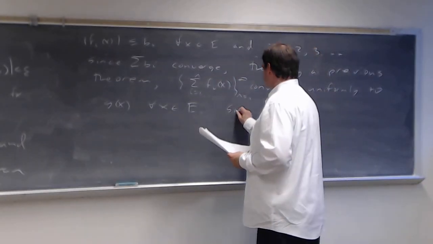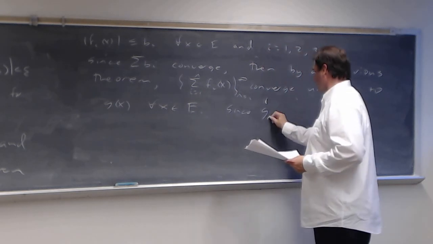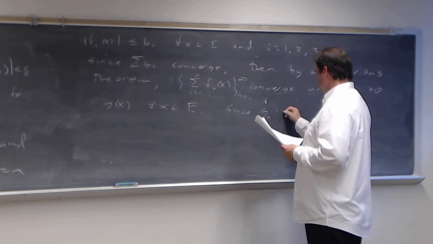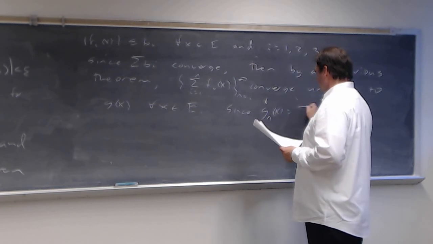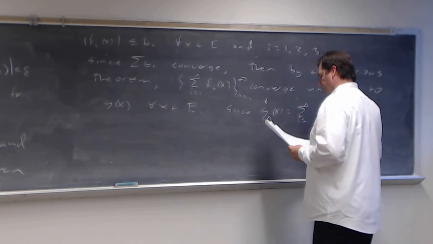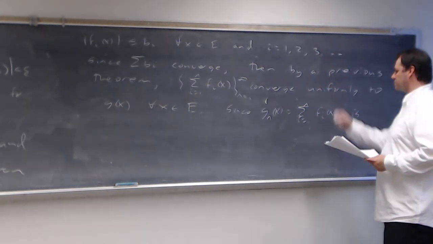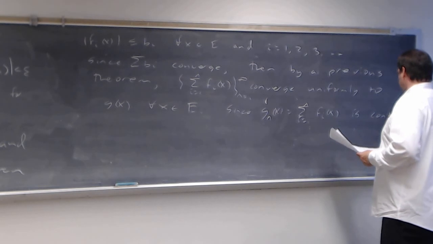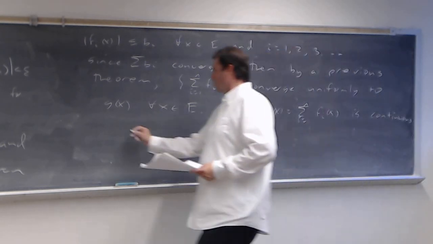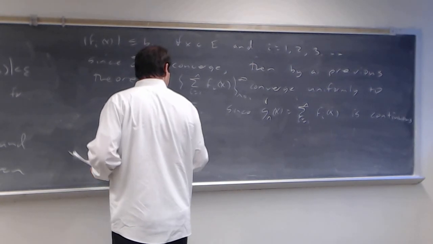Okay. Now I'm going to define each term in here, which I'll denote by g sub n, so g sub n of x is equal to the sum as i running from 1 to n of f sub i of x. Now we show each one of these is continuous at x sub naught. And so a finite sum of continuous functions at x sub naught is going to be continuous.